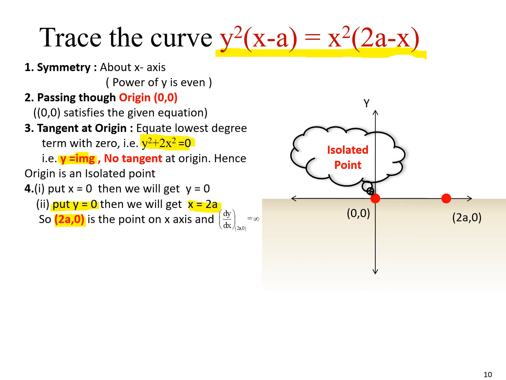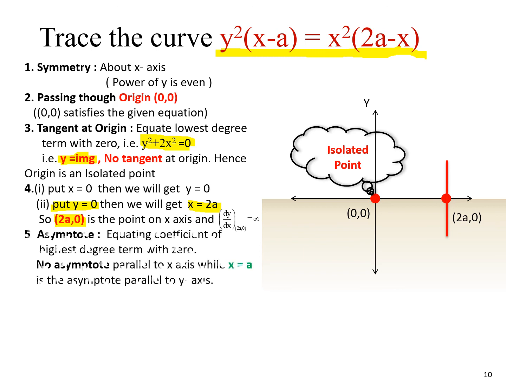So we will get dy by dx at the point (2a, 0) is equal to infinity. If the slope is infinity, that means at that point your tangent is parallel to the y-axis. So that red line denotes the tangent at x is equal to 2a. Okay. So now come to the fourth rule, that is asymptotes.